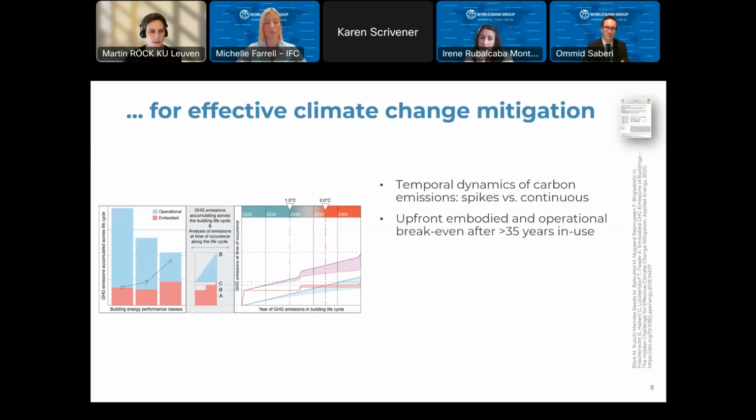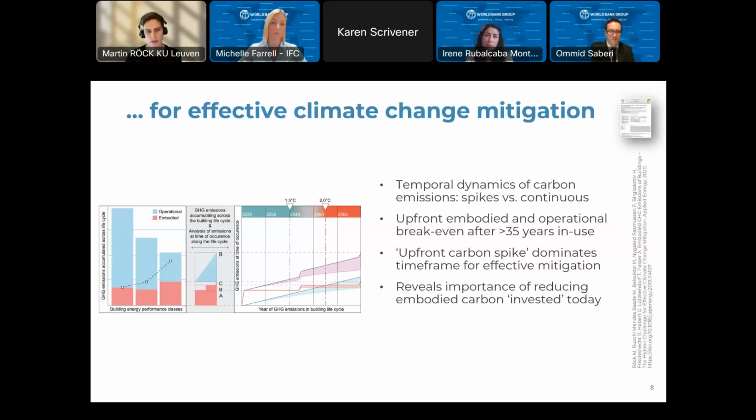We see that at first we have this red line, which creates the embodied carbon spike. And that's really the most important thing that occurs in the beginning, because the blue line, the operational carbon, only accumulates over time, continuously over the building service life. And it takes more than 35 years for new advanced buildings to actually break even, where embodied carbon and operational carbon break even. So this upfront embodied carbon spike, as it's called, really dominates this time frame until 2040, until 2050, which is so important for effective climate change mitigation.